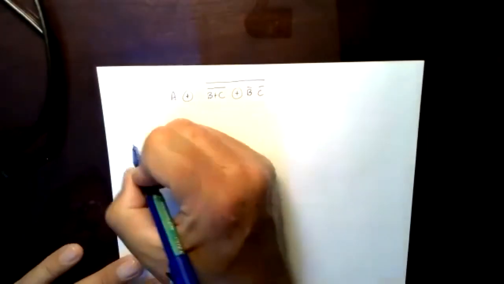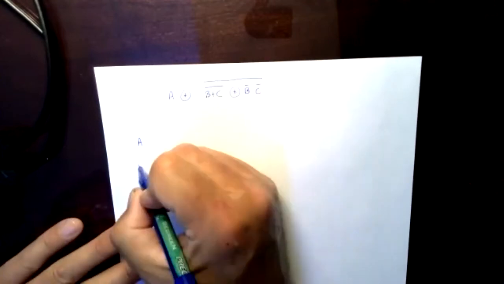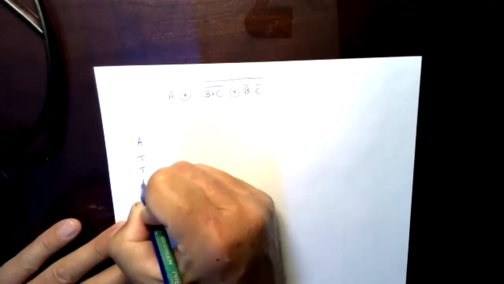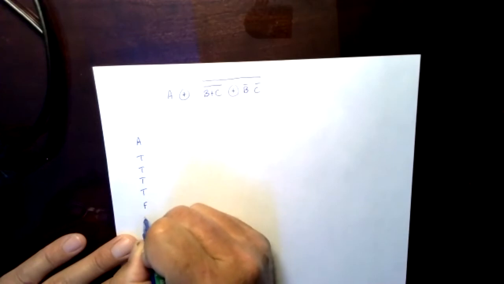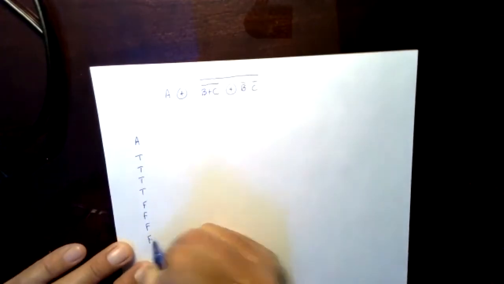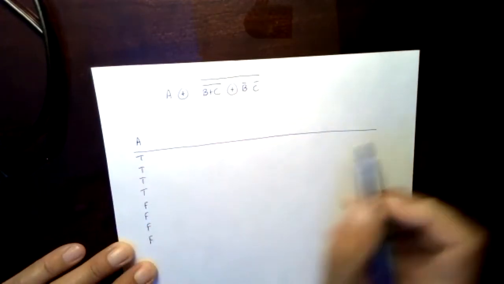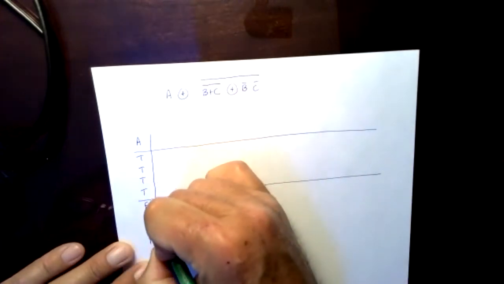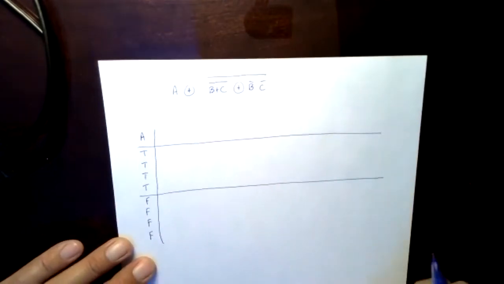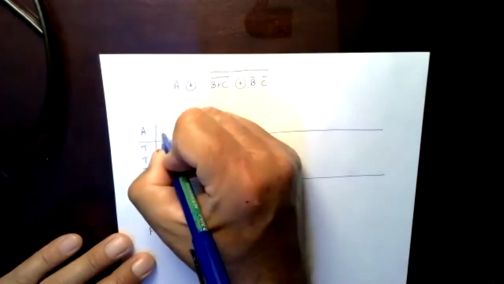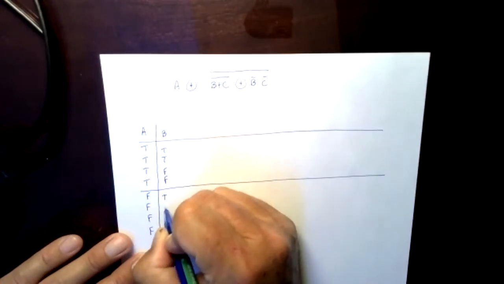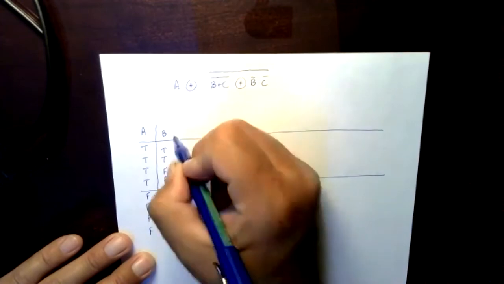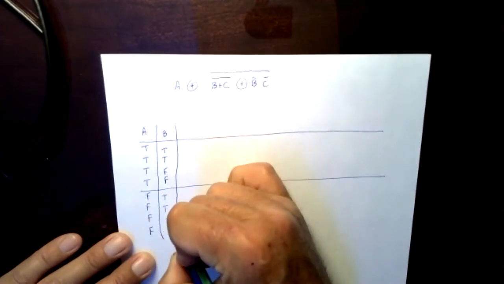No. No, yeah, I think I'm going to go right to the truth table. I'm going to go A is going to be true, true, true, true, false, false, false, false. I'm going to go B, true, true, false, false, true, true, false, false, and I'm going to go C.